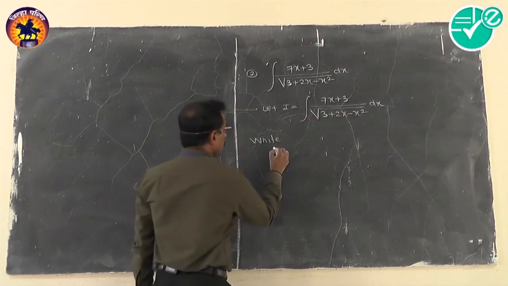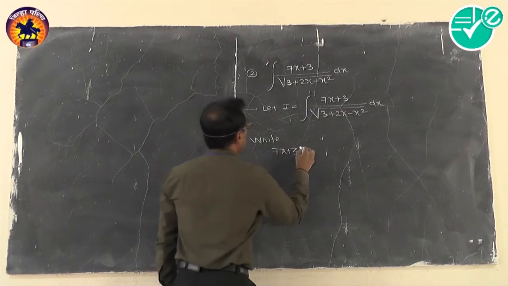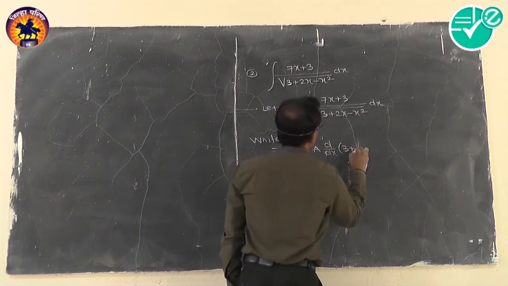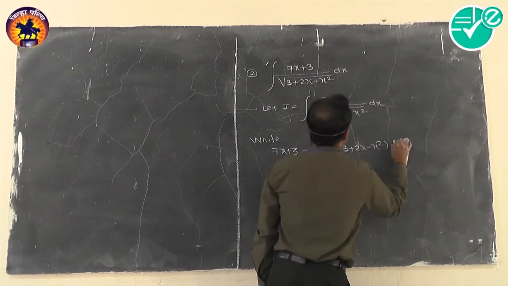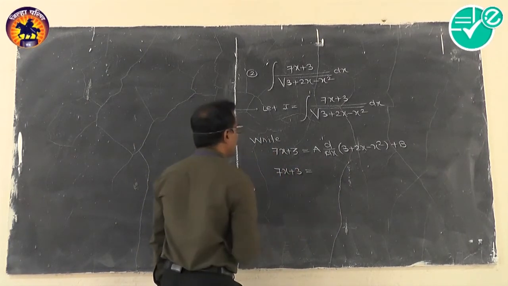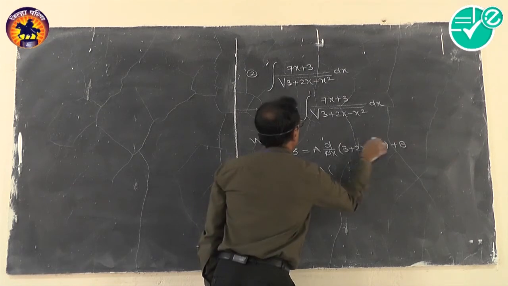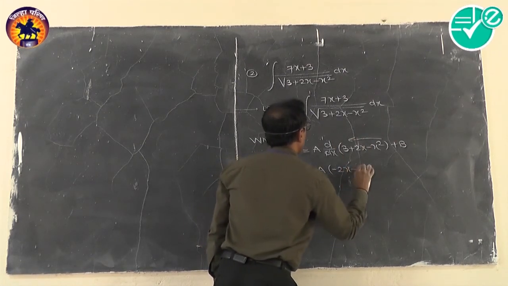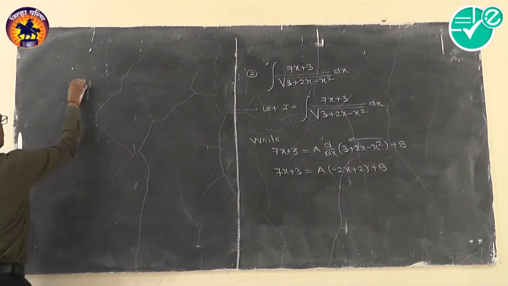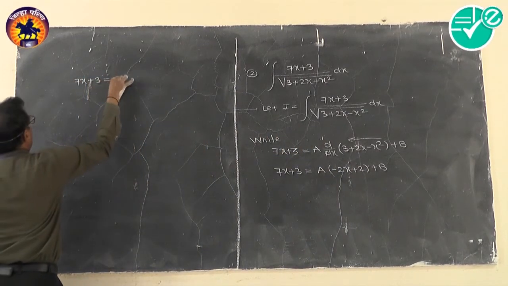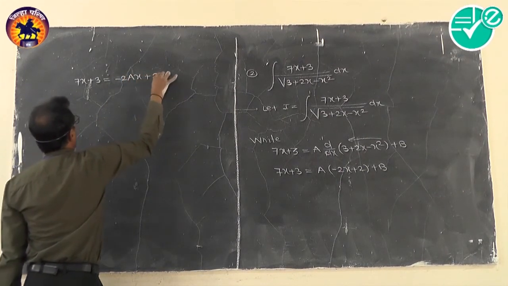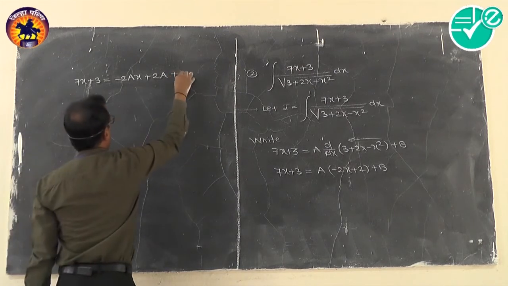So in order to solve this one, right here 7x plus 3 equals a into d by dx of this portion, 3 plus 2x minus x square, and plus b. If we continue here, it is 7x plus 3 equals a into, if we find the derivative, what is the derivative? Minus 2x plus 2, and plus b. Calculate now. It is 7x plus 3 equal to a multiplied by that. So it is minus 2ax plus 2a and plus b.